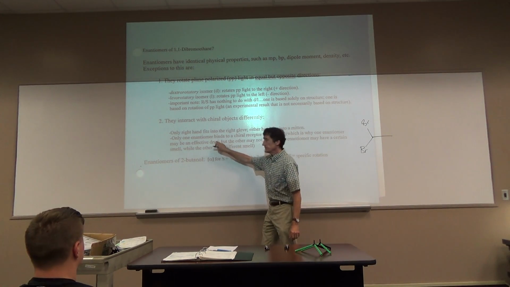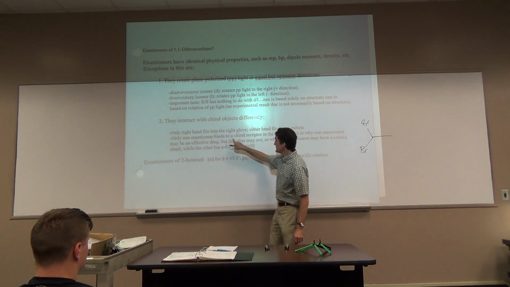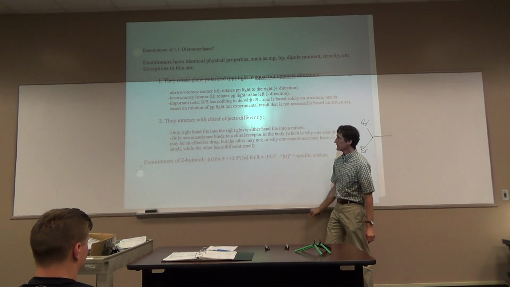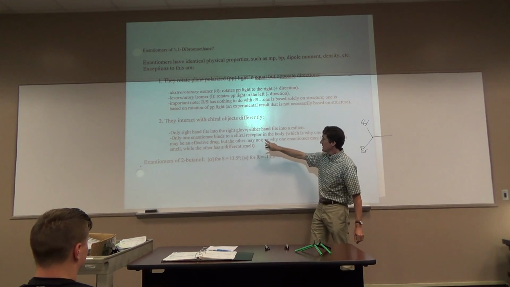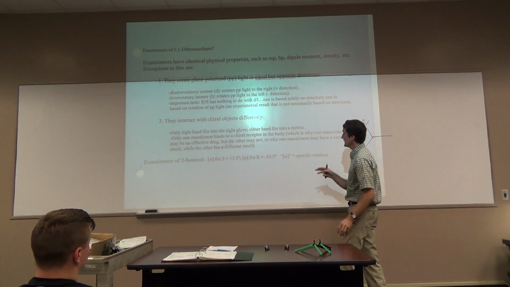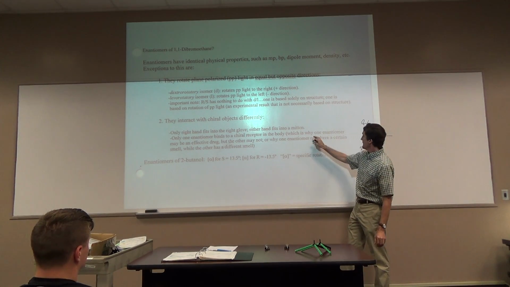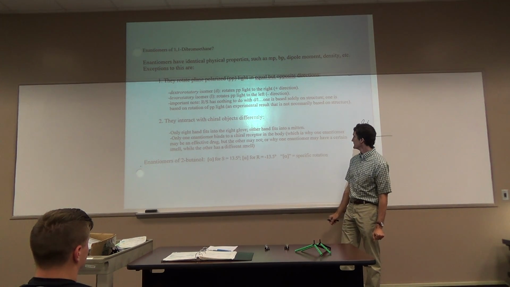This is very important. This is why thalidomide was toxic. Only one enantiomer will bind to a chiral receptor. This is basically an example of this here, because receptors in your body are also chiral. Which is why one enantiomer may be an effective drug, but the other may not.